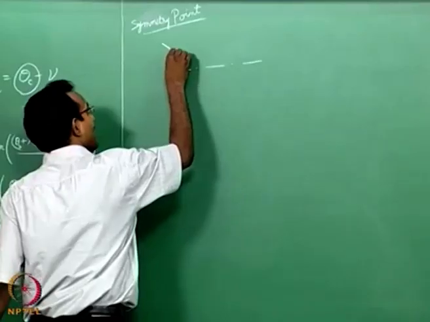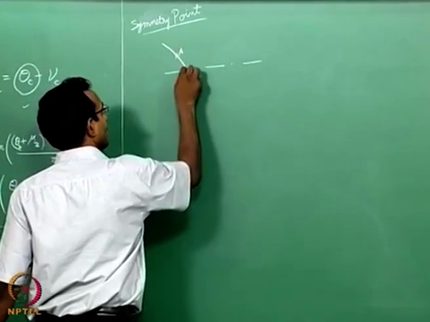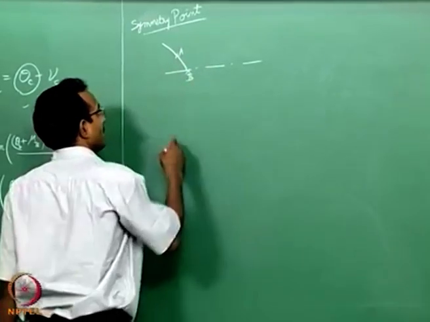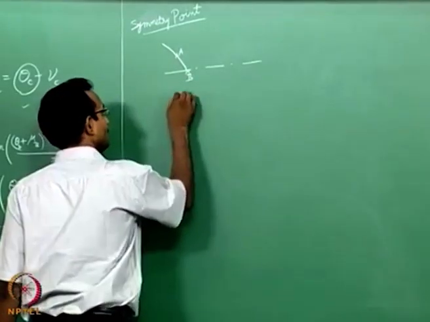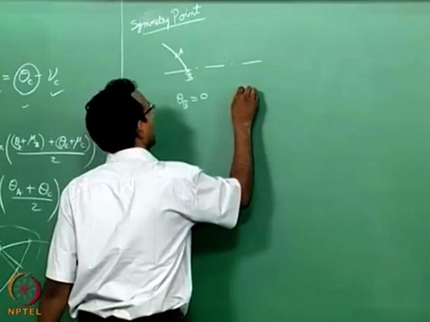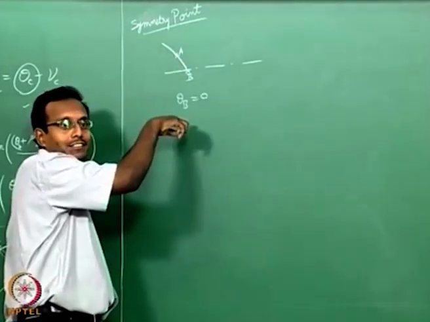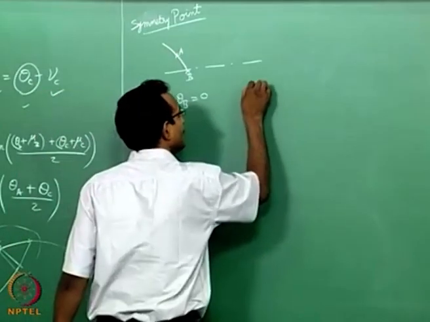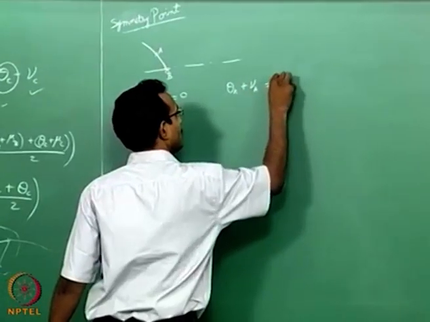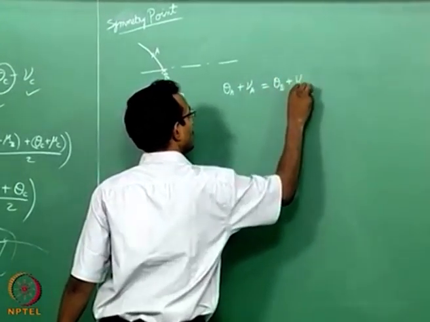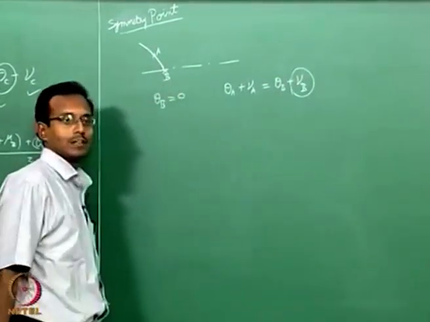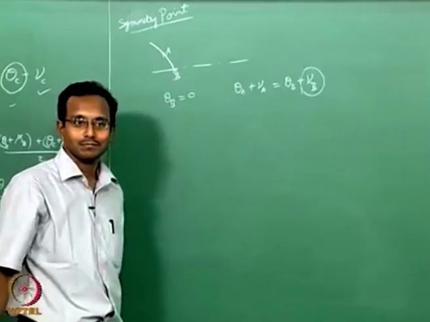So, I have a point here A, and I come here, I want to find this B. We know at B theta is 0, theta B equal to 0 is known. So, now I can write this right running characteristic: theta A plus nu A equal to theta B plus nu B. So, now I can find this nu B. Once I know nu B, I know the Mach number at that point.